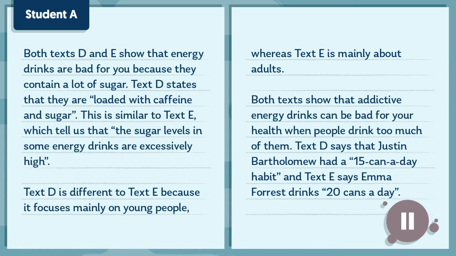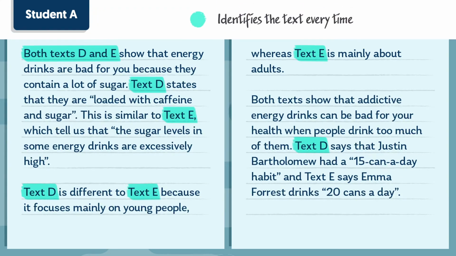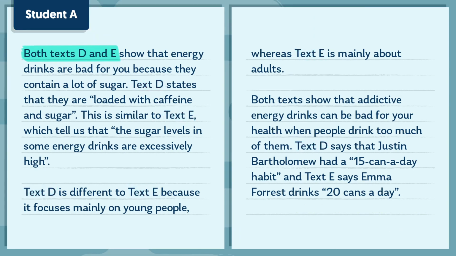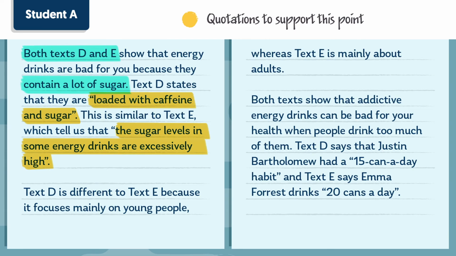Press pause now to give yourself time to read it carefully, and press play again when you're ready. Student A begins by identifying some similarities between the texts, and throughout their answer, they identify the text they're discussing every time they mention it, which is good, and make a range of straightforward comments about some similarities and differences between the texts. They begin by identifying that both texts mention the sugar content of the energy drinks and use quotations to support this point.